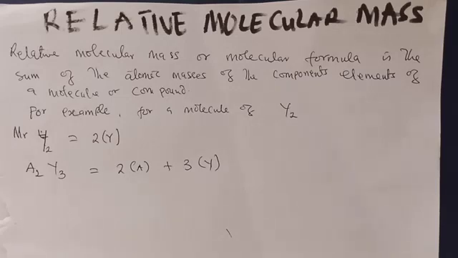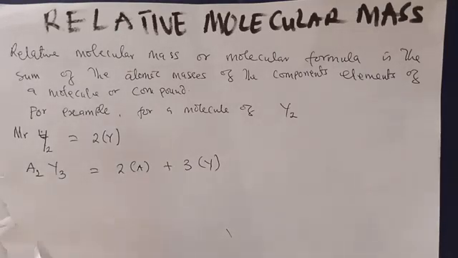And for a compound like A2Y3, we have to sum up all their component atoms. Like in A2Y3, we have 2 atoms of A, 3 atoms of Y. That means the molecular mass is going to be the atomic mass of A 2 times, and the atomic mass of Y 3 times. That is, you add the atomic mass of A multiplied by 2 and the atomic mass of Y multiplied by 3. This is the ratio in which they are present. That is what will make up the molecular mass of the compound.